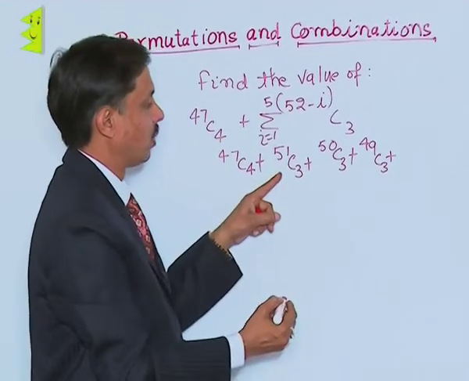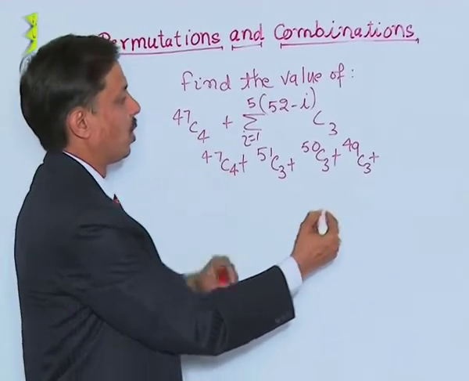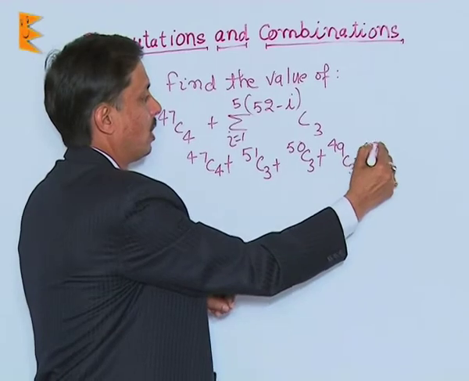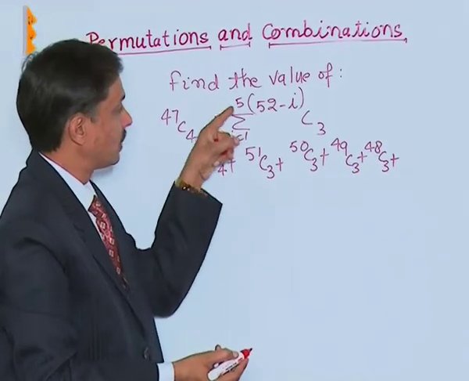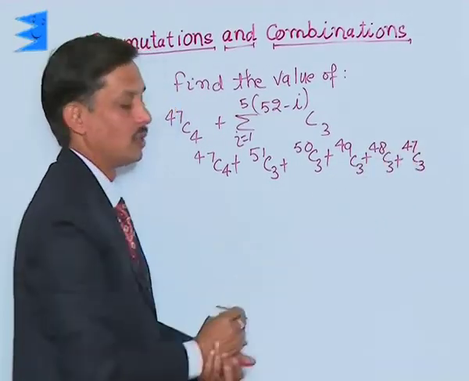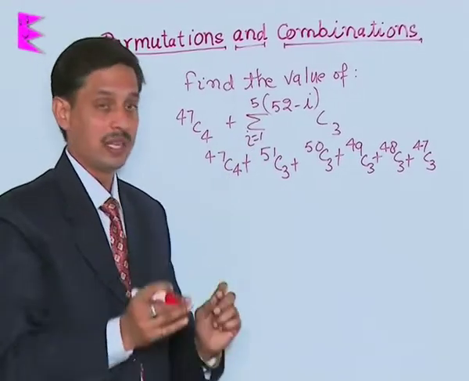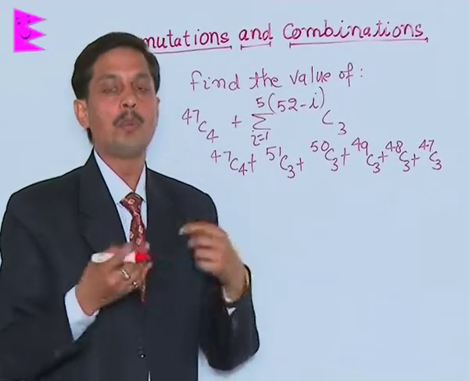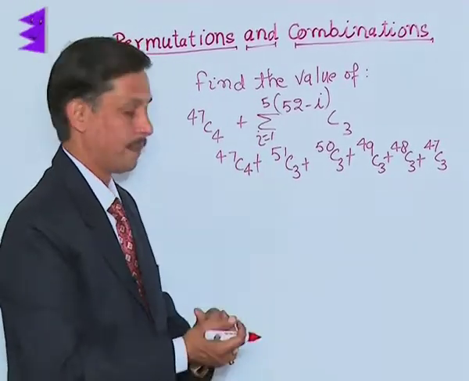Now I have taken 1, 2, and 3. Then if I take 4, it will be 48C3. And the last, the value of i is 5, so it will be 47C3. This is the expansion of this part. Now I will use a few properties to give the compact answer of the problem.